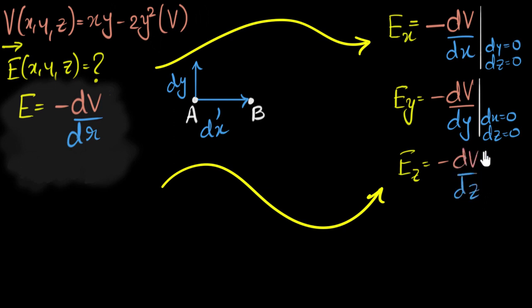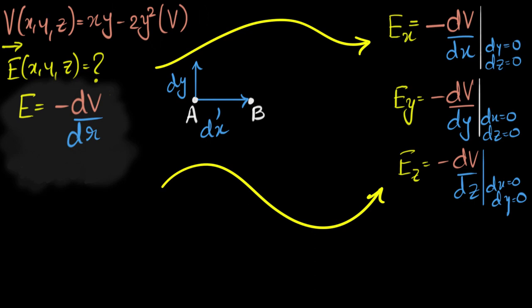Oops, dz, making sure dx is 0 and dy is 0. And once I have the three components, I can put them together and use i cap, j cap, and k cap and write down what my electric field is going to be. So can you now at this point pause the video, take a breather from what we've all done, and see if you can use your calculus, your differentiation, to figure out what the electric field is going to be? So pause and give it a shot.